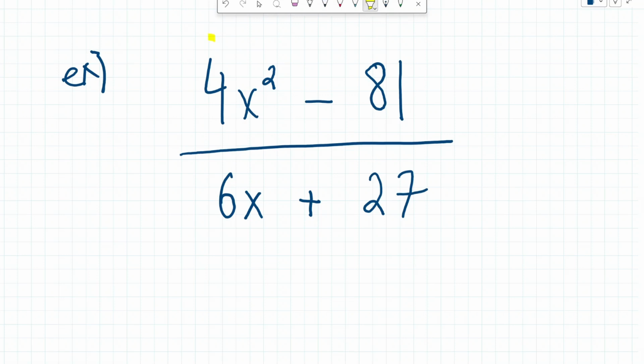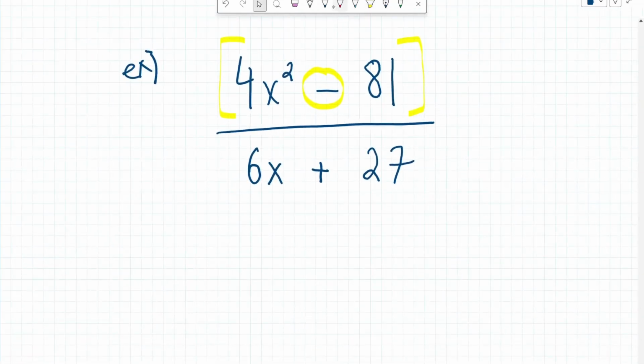Let's look at the top first. We can see that we have 4x squared minus 81. We have 4, which is a perfect square, x squared, which is a perfect square, and then also 81, which is a perfect square. And they are separated by a negative sign. This means that we have a difference of squares. Please refer to my difference of squares video if you want more in depth on how to factor that.